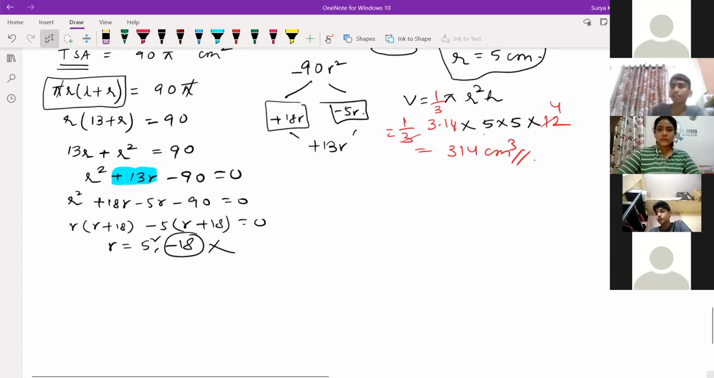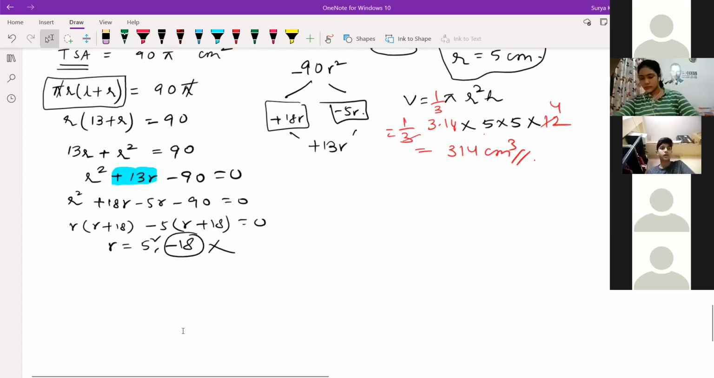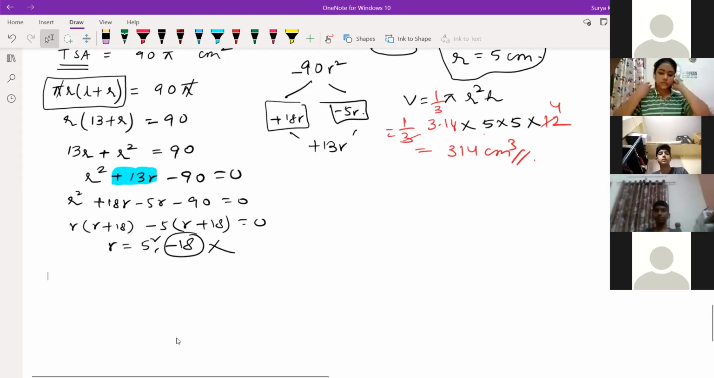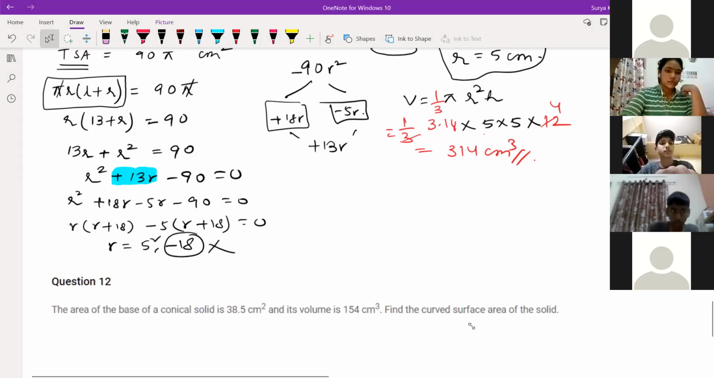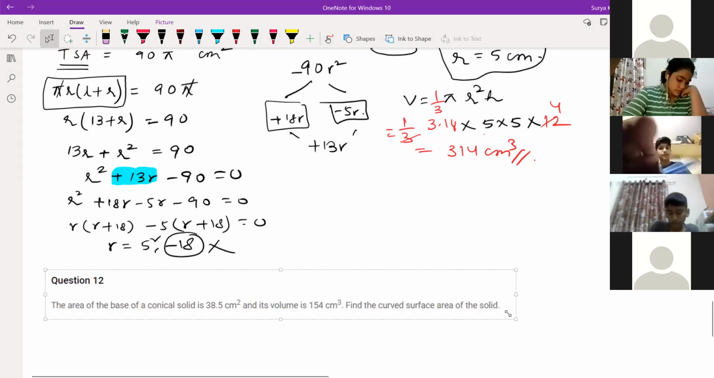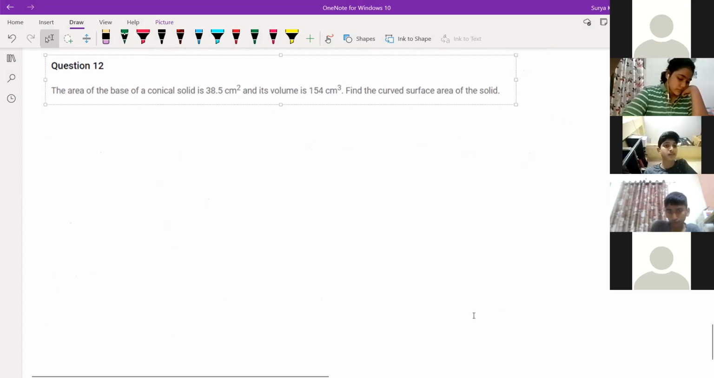So question number 12 is like, the area of the base of a conical solid is 38.5 centimeter square and its volume is 154 centimeter cube.